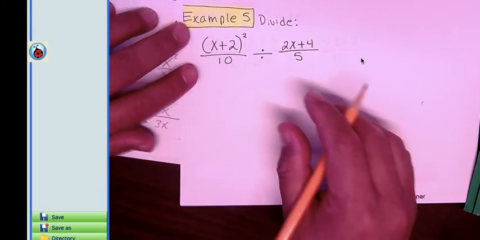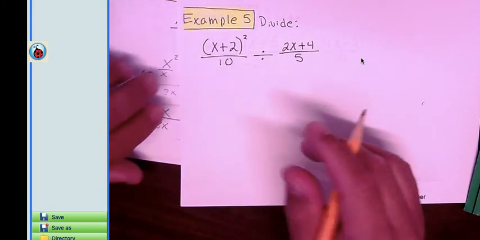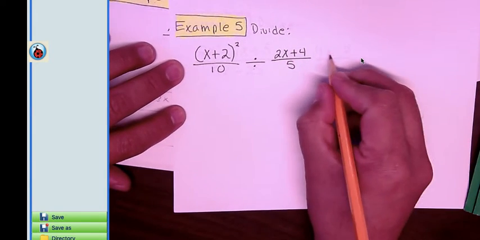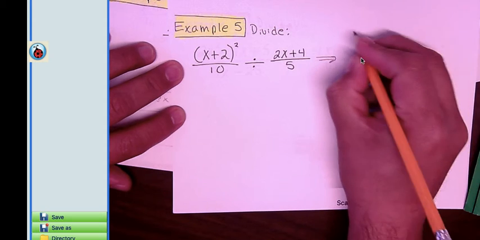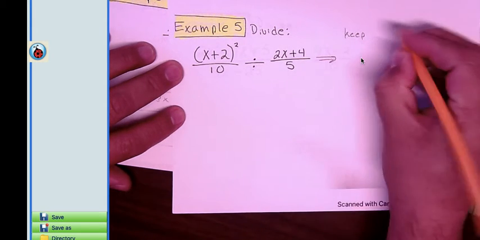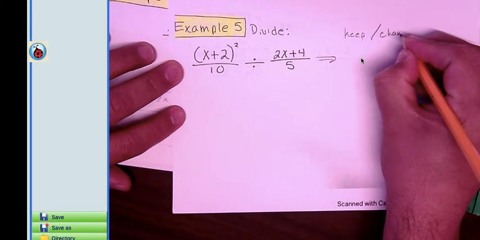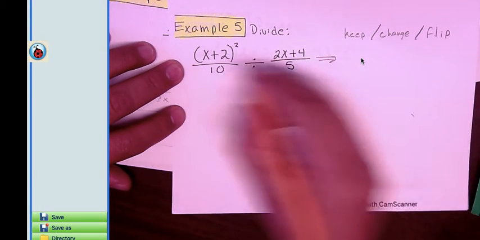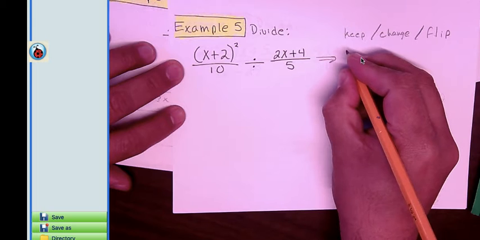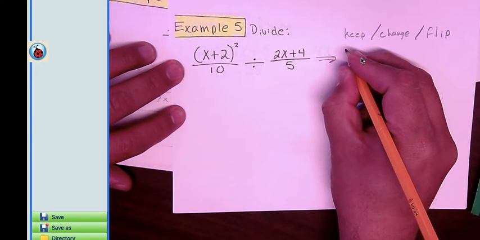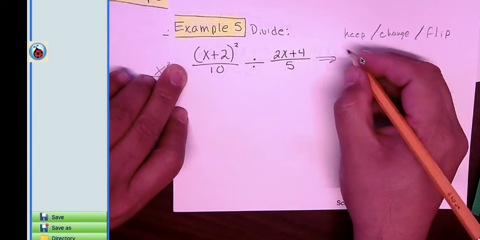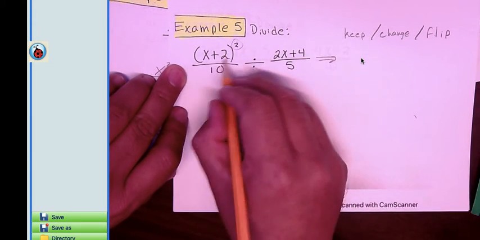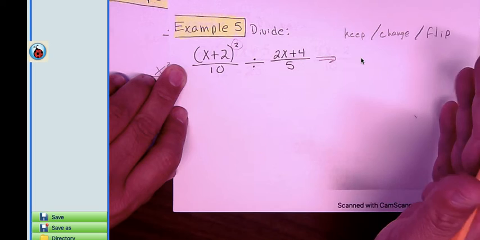Okay, number 5. So again, you see the division, so let's get rid of it. So I'm going to write it again, the keep, change, and flip. So you keep the first one, and then the first one, if you guys notice, this means you're multiplying these twice, and I'm just going to separate them now.